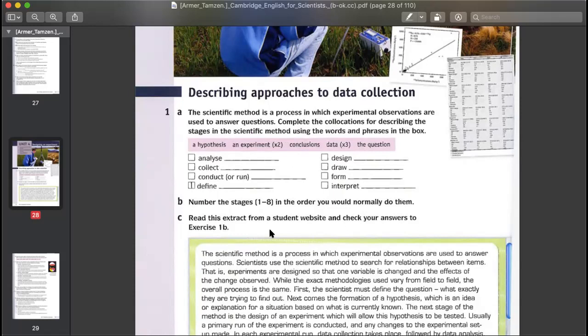You will use them when you start doing your experiment. And also you will number them or order them logically. Yes, I say logically, and you will never start a stage before another stage. So first of all, you will complete the collocations. What do we mean by collocations?